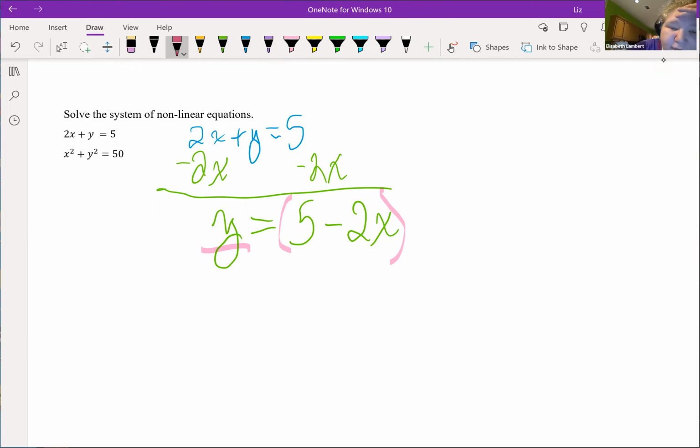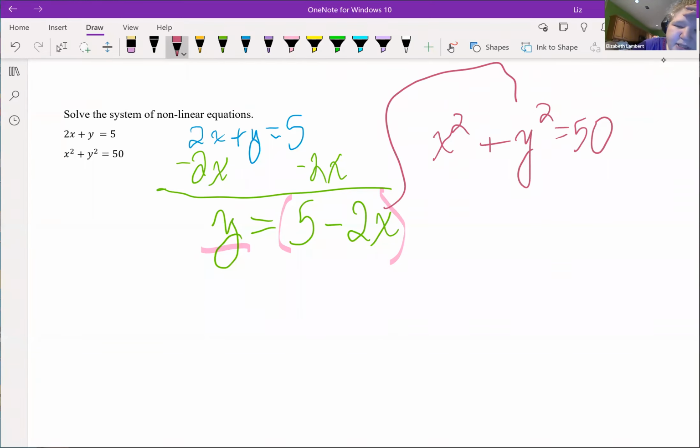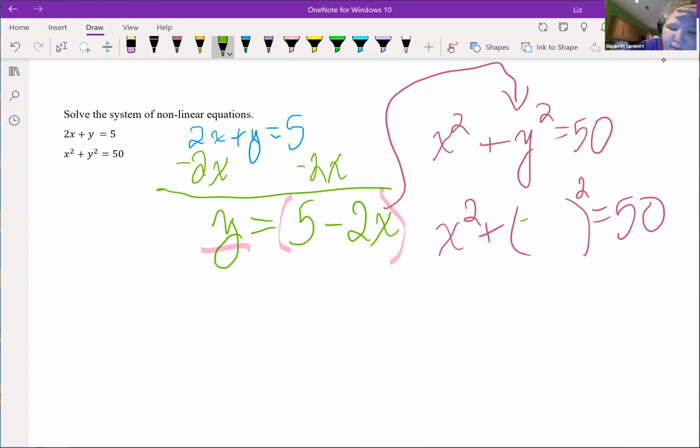So I'm going to write that over here. So the x squared plus y squared equals 50. And now we are just going to put this in place of the y. So now we have x squared plus thing squared equals 50. But thing is now 5 minus 2x instead of the y. So this is only in terms of x. This is solvable, a little on the ugly side, but it's solvable.